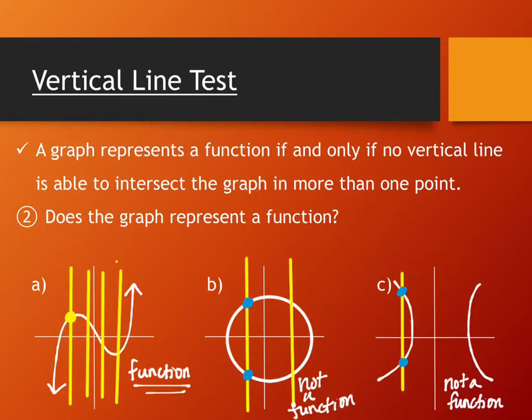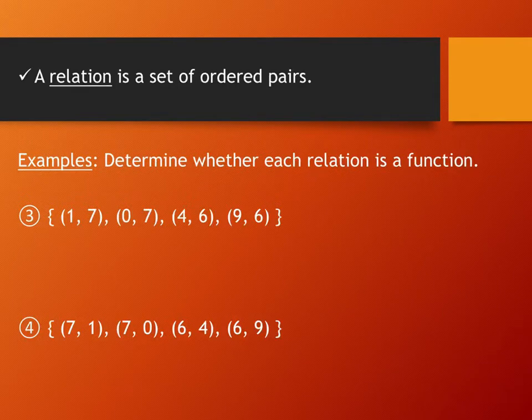Okay? So we've talked about a verbal description. We've talked about a graphical description. I'd like to look at another example where our possibility of functions is represented by ordered pairs. Anytime we have a collection of ordered pairs, it's actually called a relation. So a relation is any set of ordered pairs. So these are relations that I'm being given.